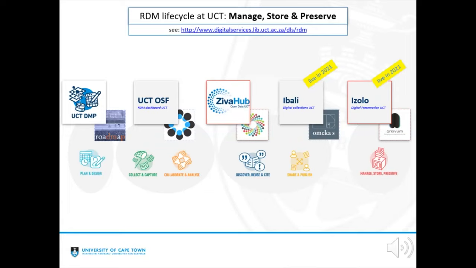Also important to note is that there's another platform in the works for the more, let's say, traditional digital collections use case, where we're making use of Omeka S and IIIF for the publishing and the scholarly citability of scholarly outputs and digital collections. And of course, very importantly, now eZorou, which is our digital preservation service that we're currently implementing, and which also in the background makes sure that the data being deposited on the data repository Ziva Hub is automatically preserved.